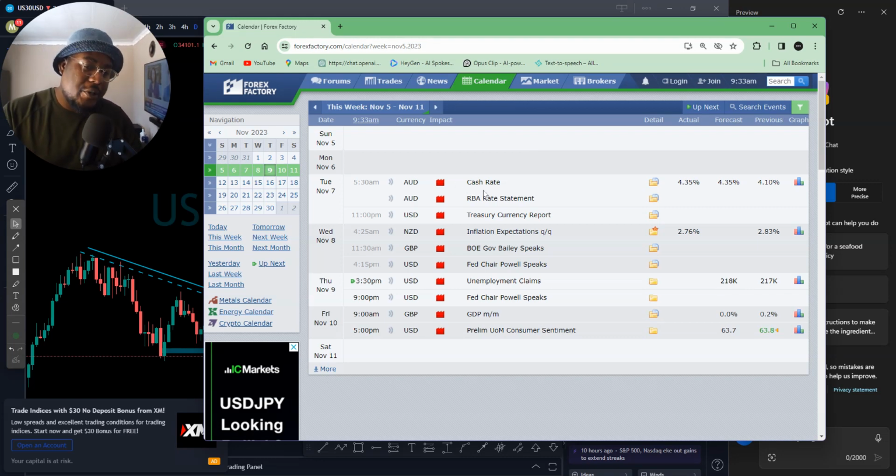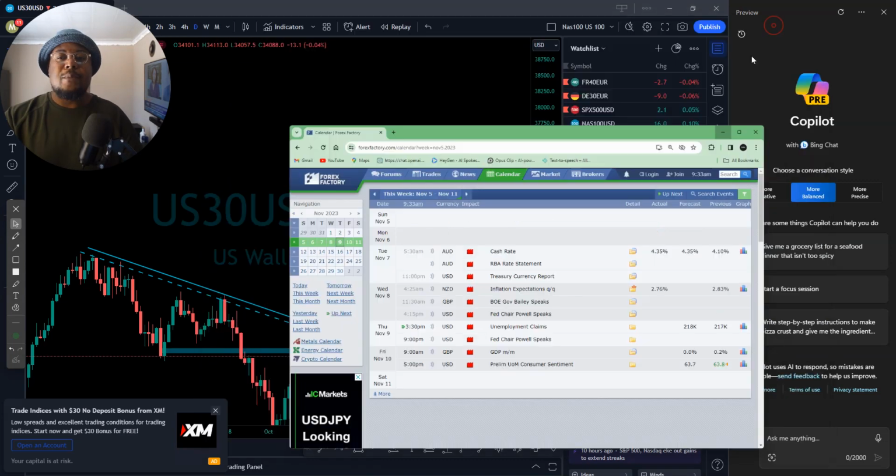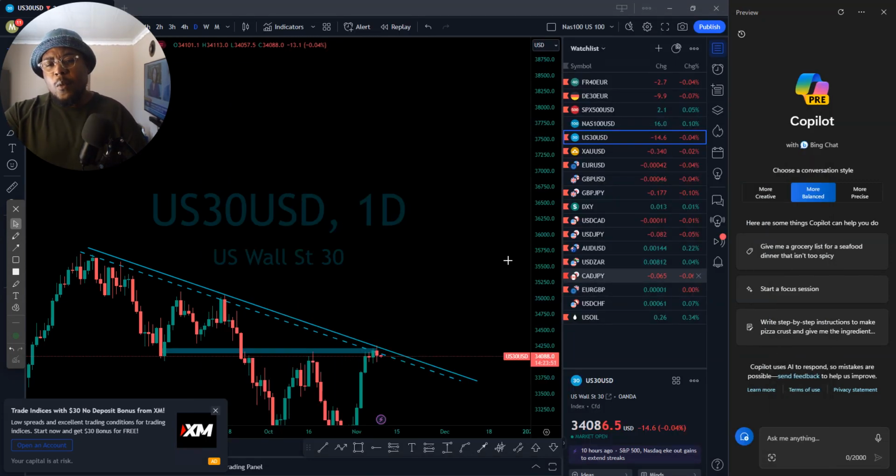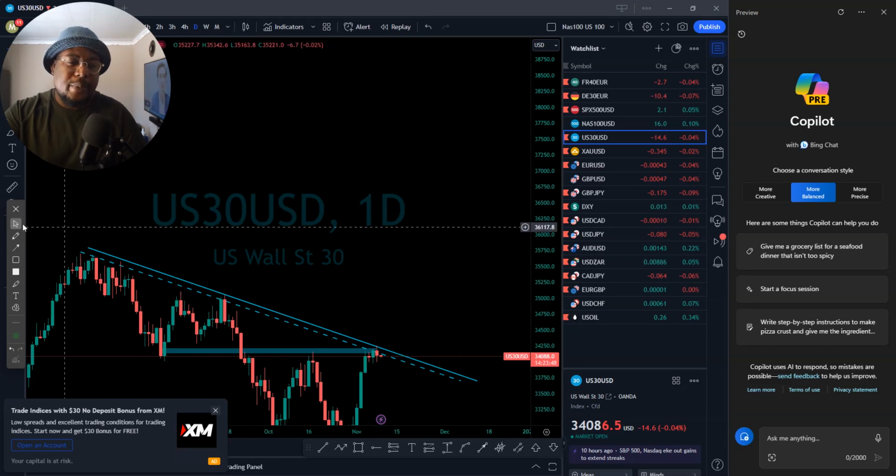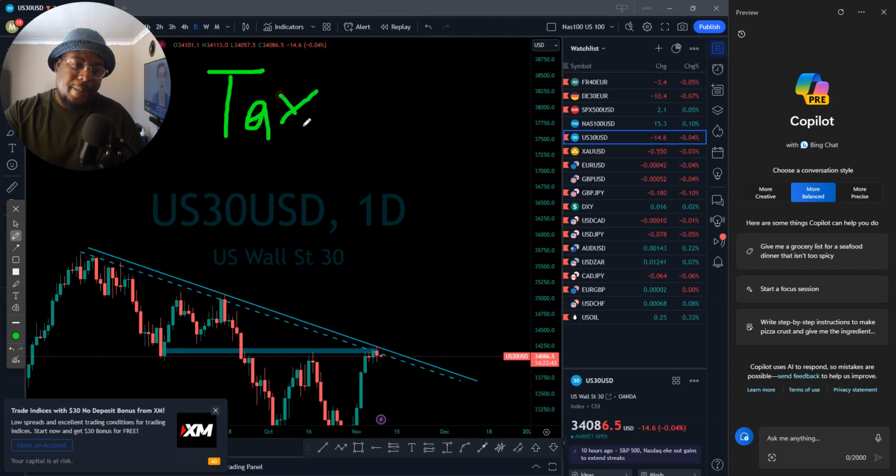You are not forced to trade the news, but you just need to understand how they move, right? So why are jobs very important? Because when people have jobs, enough jobs, it means the government is going to actually collect enough taxes. So it means the government is able to sustain itself.